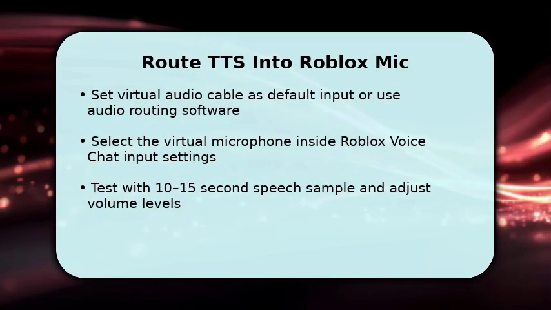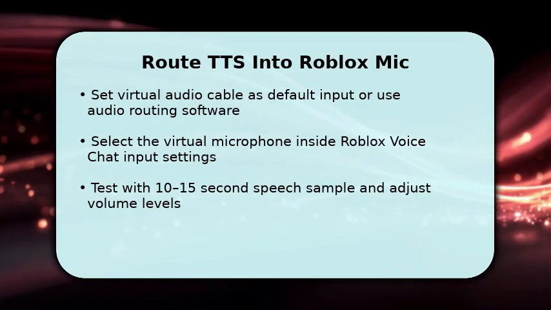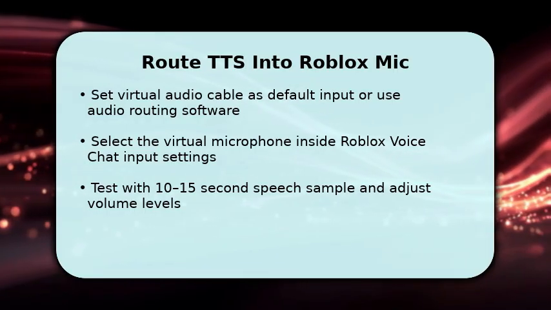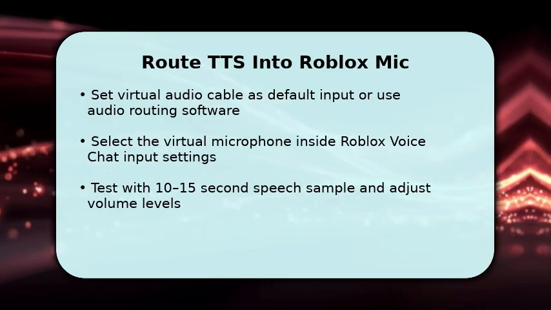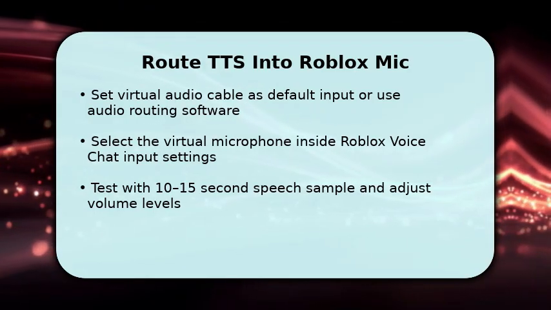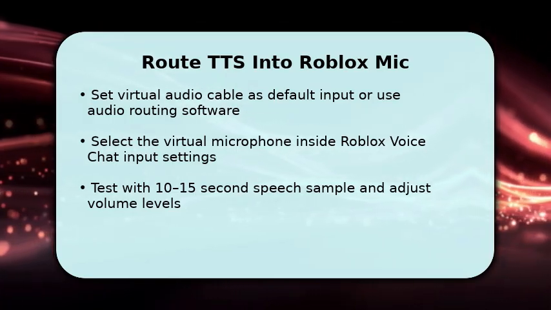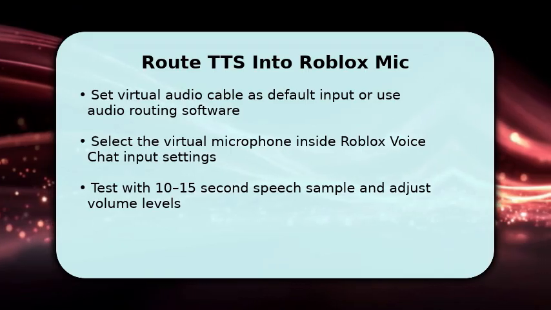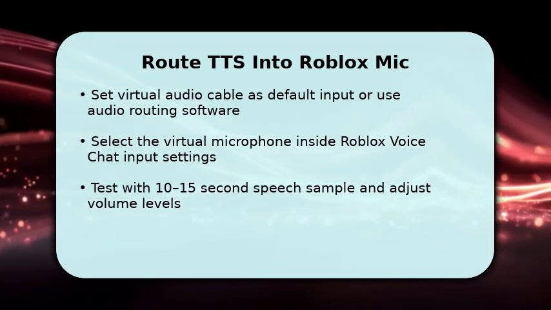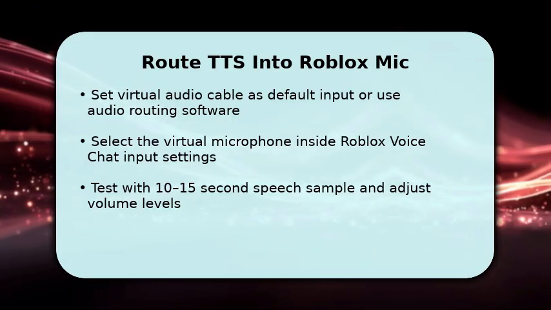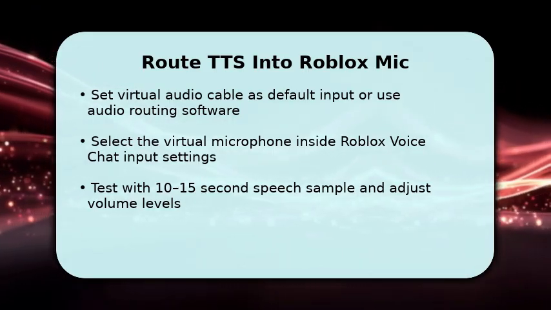Now route the TTS output into Roblox by selecting a virtual audio cable or loopback device. Open your TTS app and choose the virtual output, then open Roblox settings and pick that same device as your voice chat input. Once selected, run a 10 to 15 second TTS sample while in a private channel to check clarity, latency, and volume. If it's quiet, raise the TTS app or virtual cable level. If it clips, lower gain.